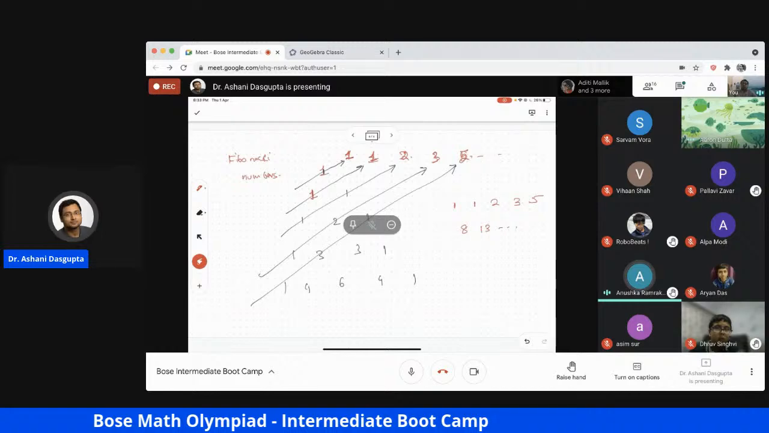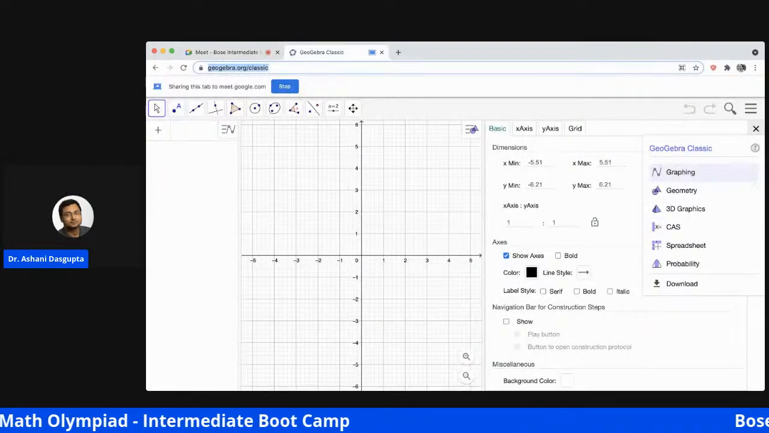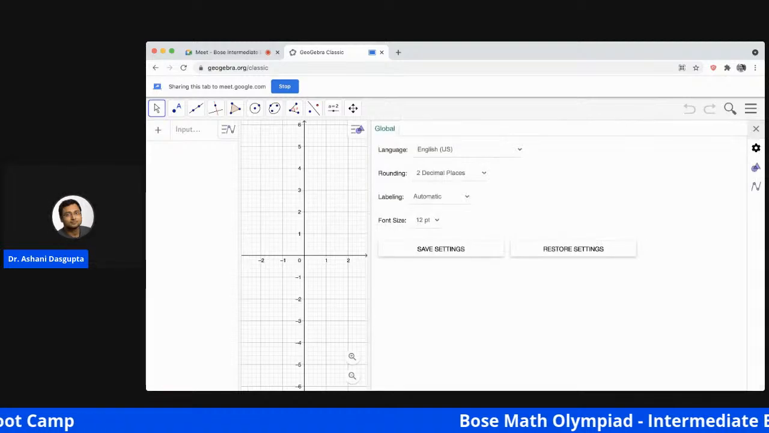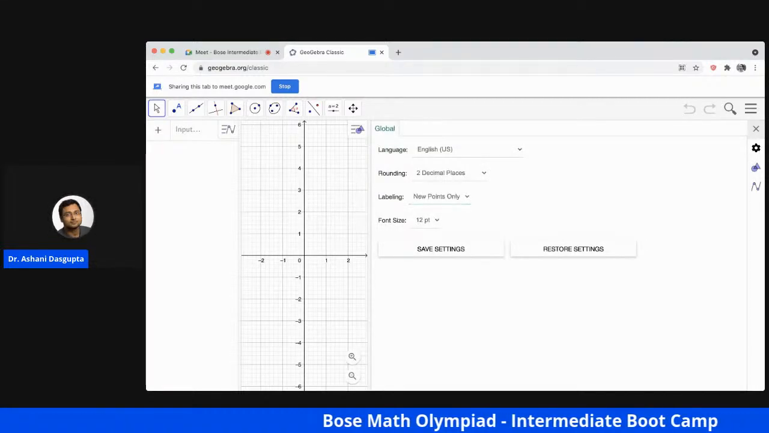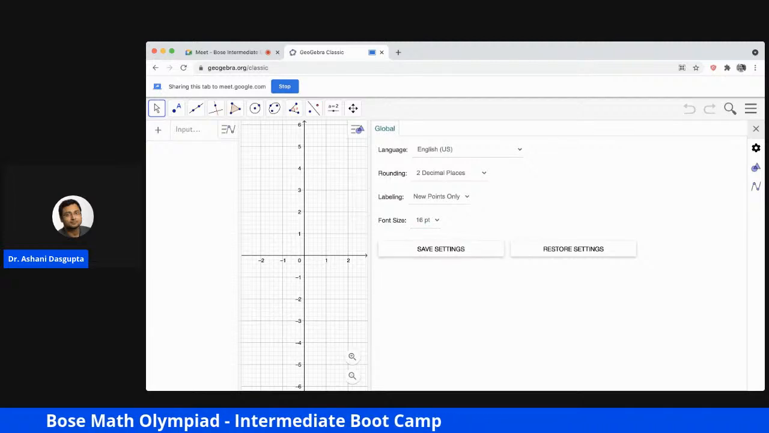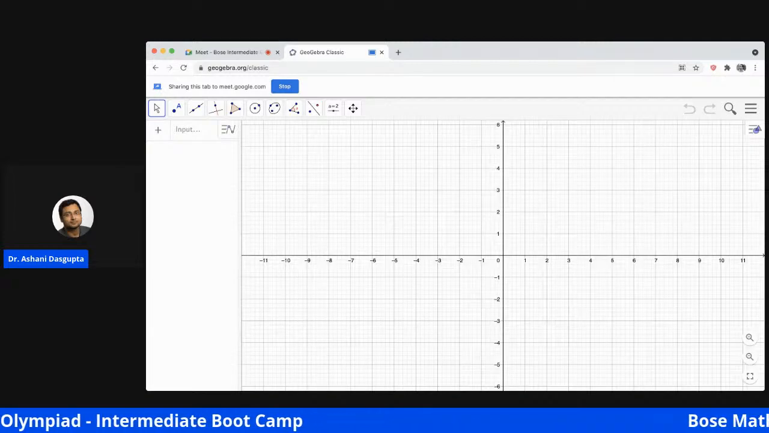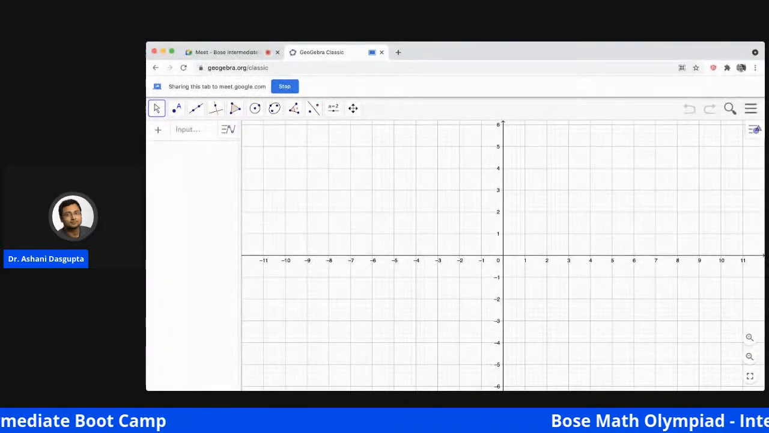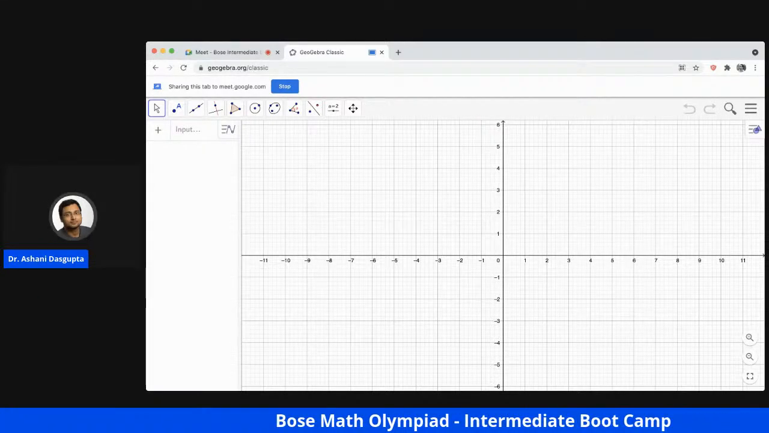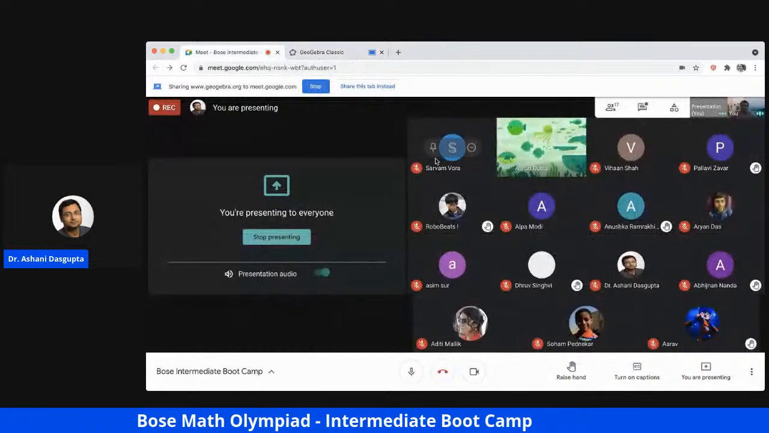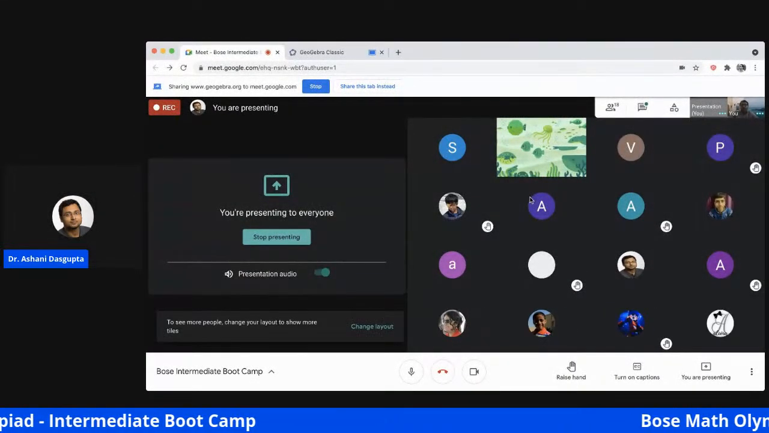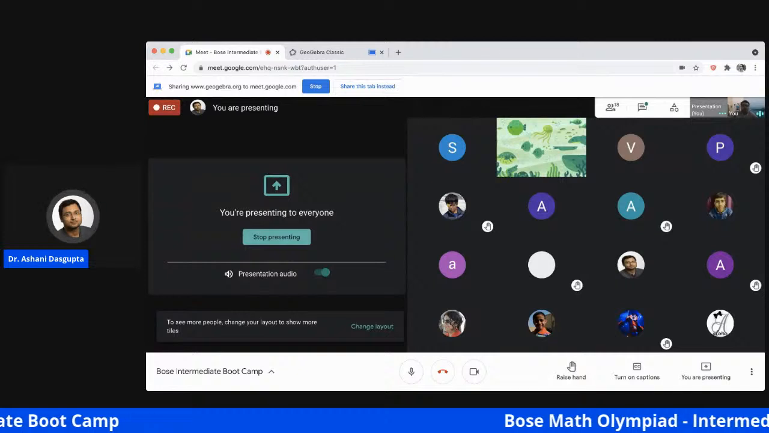So here we go. I've shared the board with you. And I'll just change this to new points only. Make the font size 16. Okay. So what we will do is we will be drawing the Fibonacci numbers in some sense. We will be drawing them. And once you see me drawing, I would ask you to draw as well.